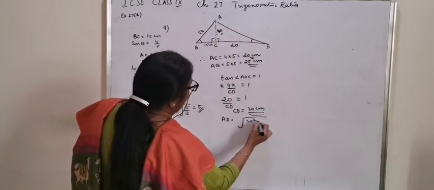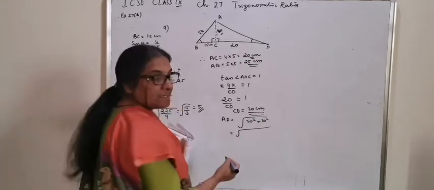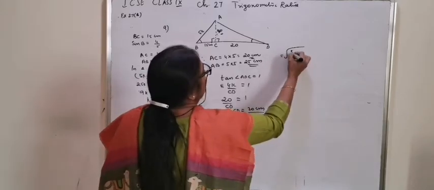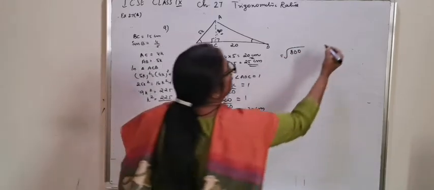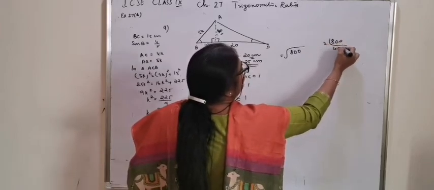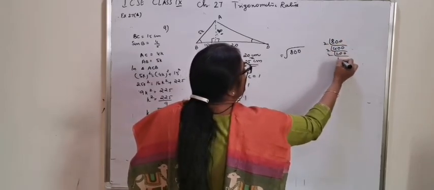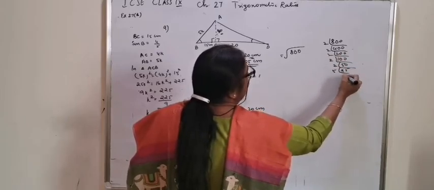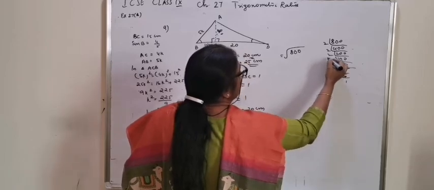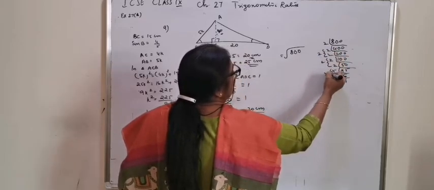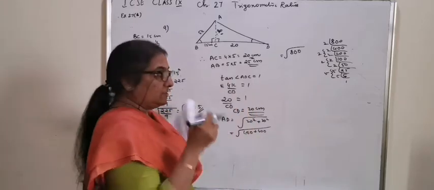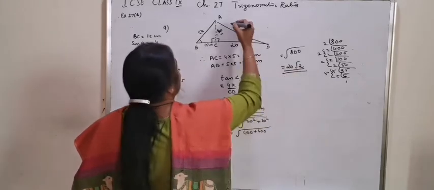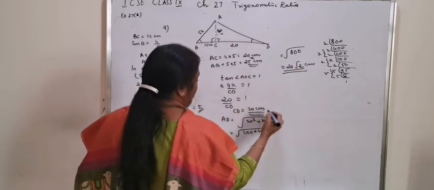AD is equal to square root of 20 square plus 20 square, square root of 400 plus 400, which is equal to square root of 800. How do you make it into a simple number? By factorization, 800 is 2, 2, 2, 2, 2, 5, 5. So 5 into 2, 10, 10 into 2, 20 root 2, which is equal to 20 root 2 centimeter.